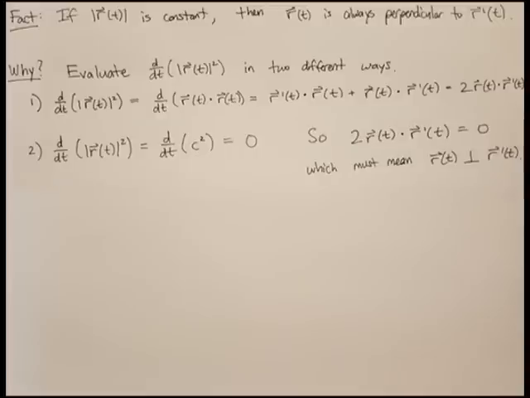Equating these two methods gives us that 2r dot r prime is equal to 0, which means that r dot r prime is equal to 0. And if the dot product of two vectors is equal to 0, we know they are perpendicular.